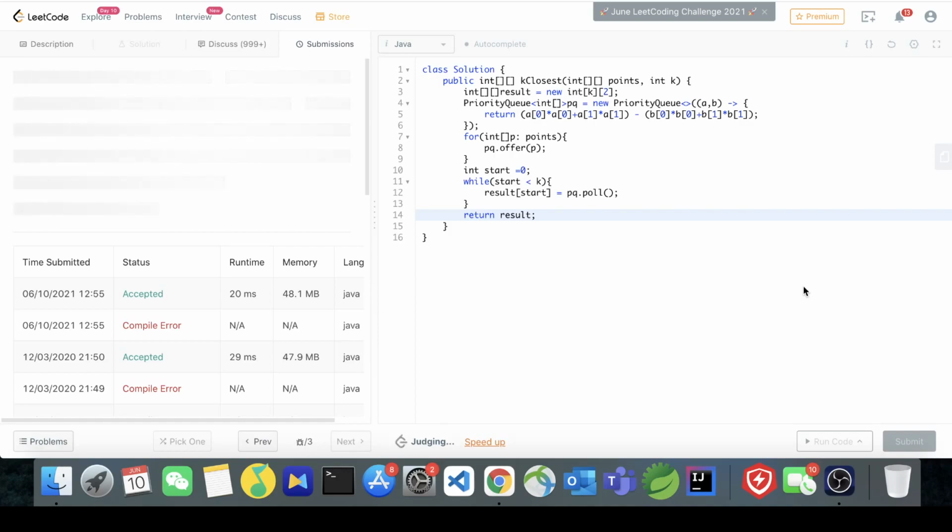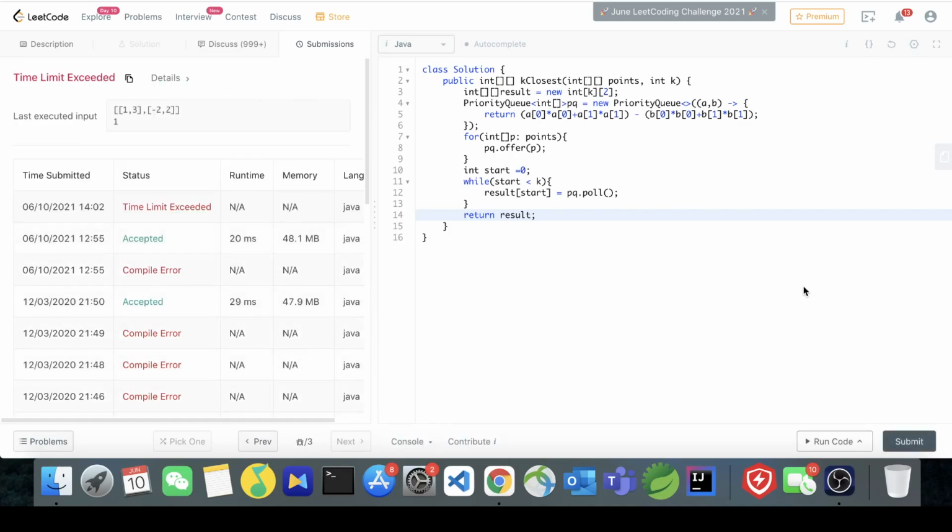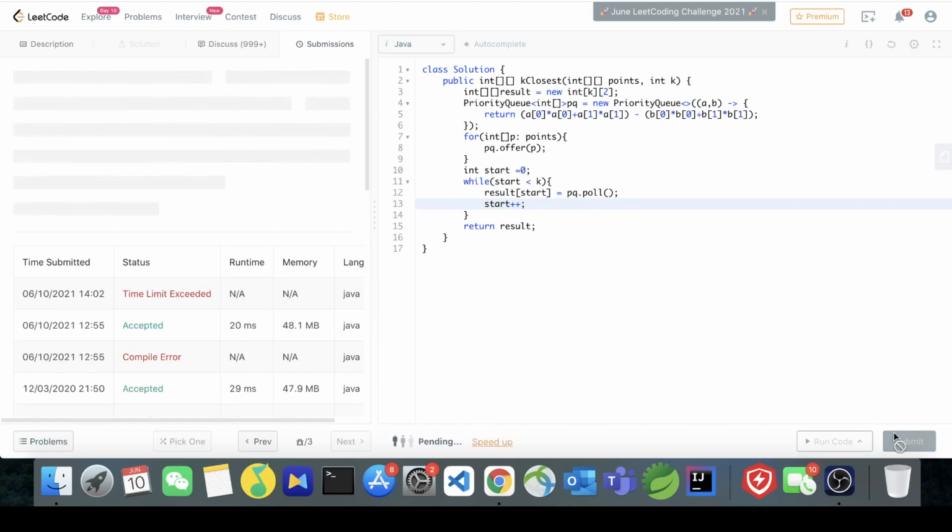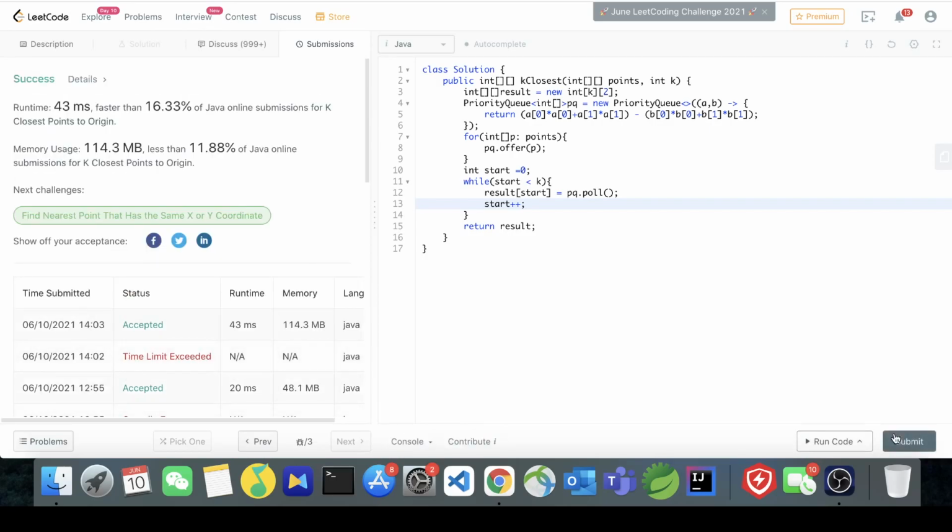Cross my fingers. Oh, we forgot to increment the star index, because every time we insert a point to the result, we have to increment the star index. Yes, so the time complexity for this solution will be n log k.